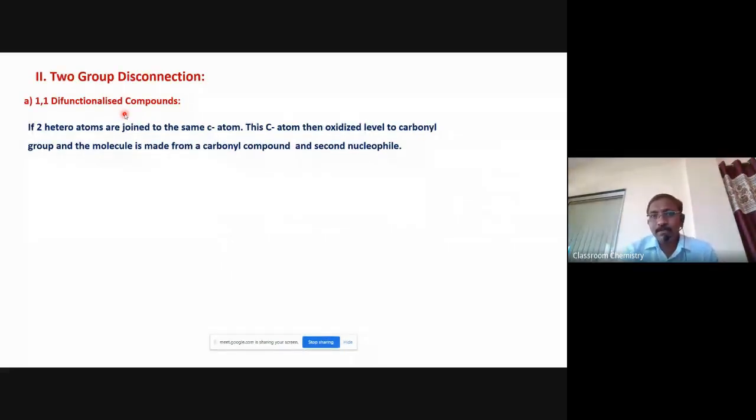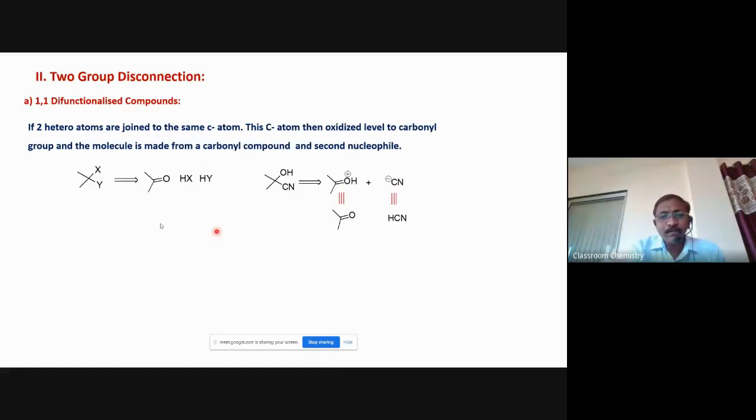This carbon atom actually undergoes oxidation to form a carbonyl group, so the molecule is made from carbonyl compounds, and the second component is always a nucleophile. Such a disconnection is always observed when the two functional groups are attached to one and the same carbon atom. We can simply represent the two functional groups as X and Y. When they are joined to one and the same carbon atom, it is called a 1,1 difunctionalized compound, and generally it is converted to the carbonyl group.